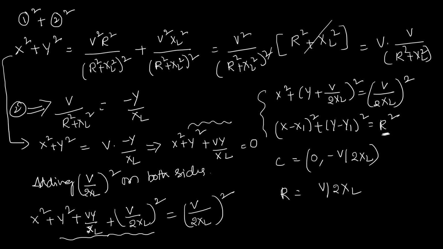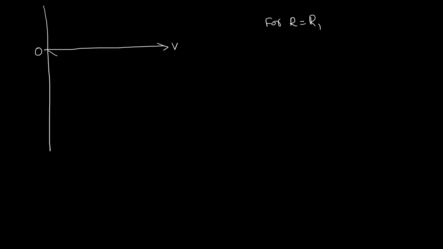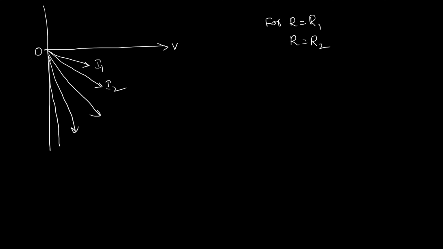Now let us draw the phasor diagram. I'm taking v as my reference, so I'm taking the y-axis here also. Now for r equal to r1, because in this case r is variable, you'll be getting some current. Let the current be this one. Change to another resistance, so you get another current I2. Like that, if you have different resistors, you'll have different currents, I2 and so on up to IN.